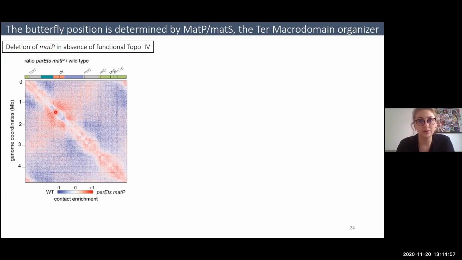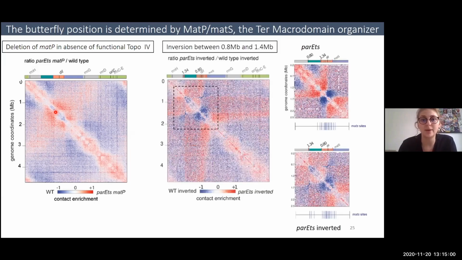We looked at the other part of the complex, so matS. We did so by displacing some of them, using a strain that has an inversion between 0.8 and 1.4. And as you can see, we moved some of the matS sites up. And now it has, as a consequence, that the first butterfly is enlarged, and the new border of the butterfly coincides with the last matS site that is moved up. Interestingly, you can also see that now we have a matS site gap, which seems to coincide with a sort of diffuse signal here.